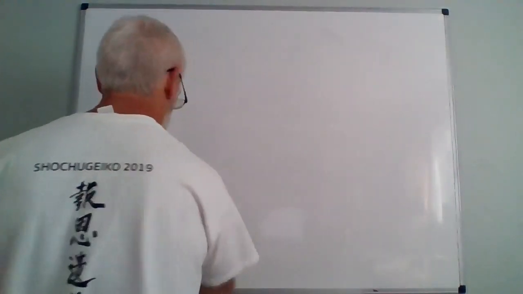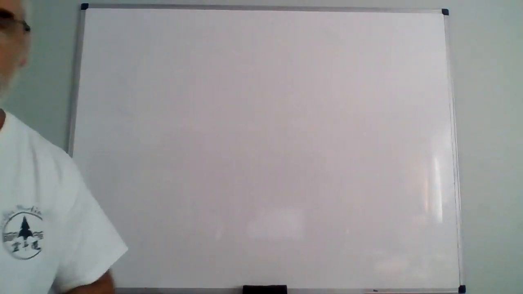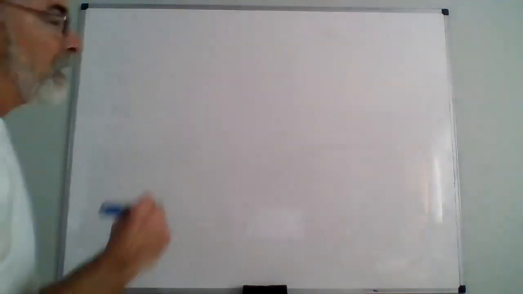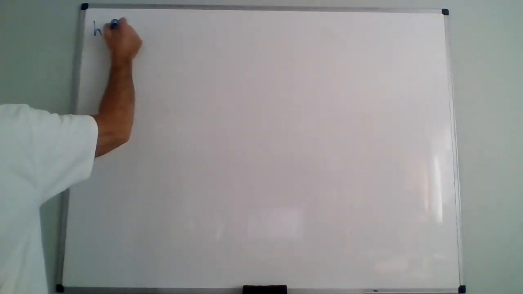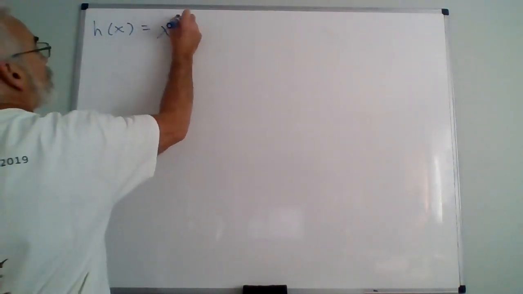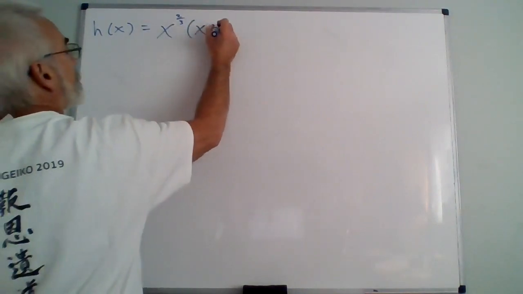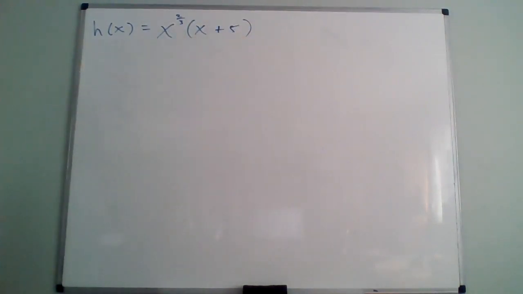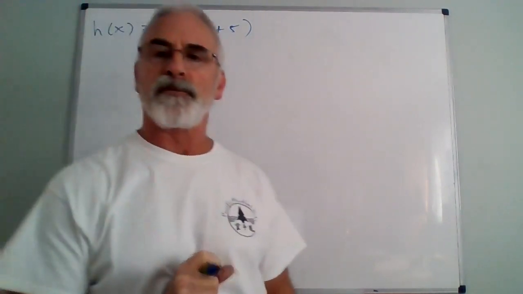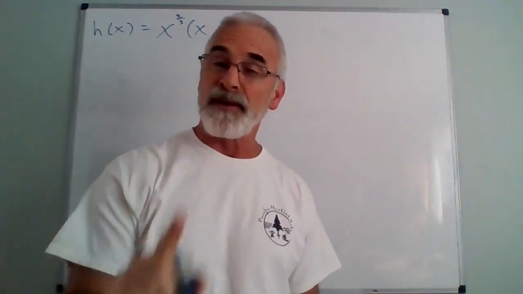Let's do one similar to one we did last day. How about, let me find it. Let's do h of x is x to the 2/3 times x plus 5. So I got the fractional exponent here. Now, if you remember last day, we showed if you have a fractional exponent, it's very possible you're going to have a cusp or a vertical tangent somewhere in the game here.